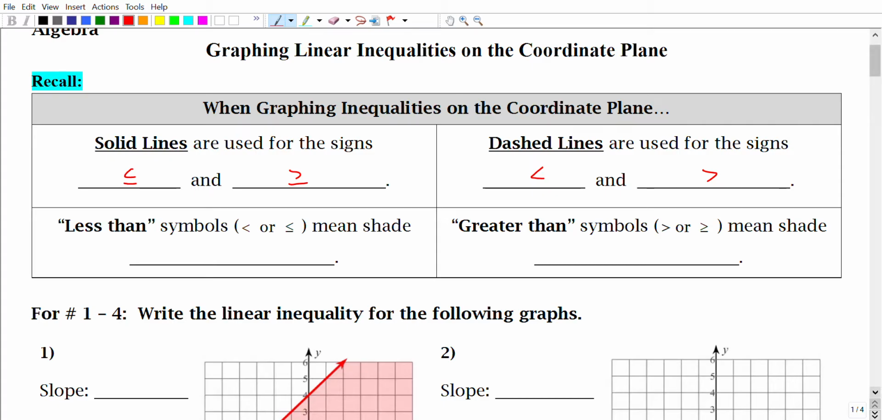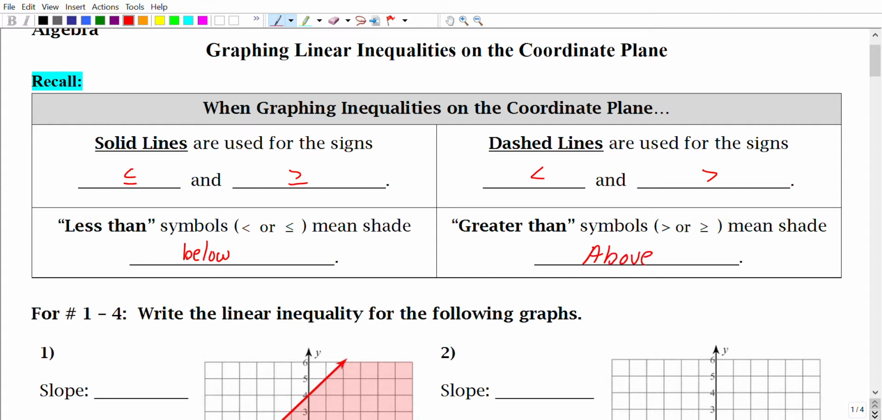So let's go ahead and take a look at what we use when we have a less than. When we have either of these two less than symbols, we need to identify which way we need to shade. And in this case, for less than symbols, we need to shade below. So when you think of less than, think of below. And so over here for greater than, which are these two symbols, we're going to shade above.